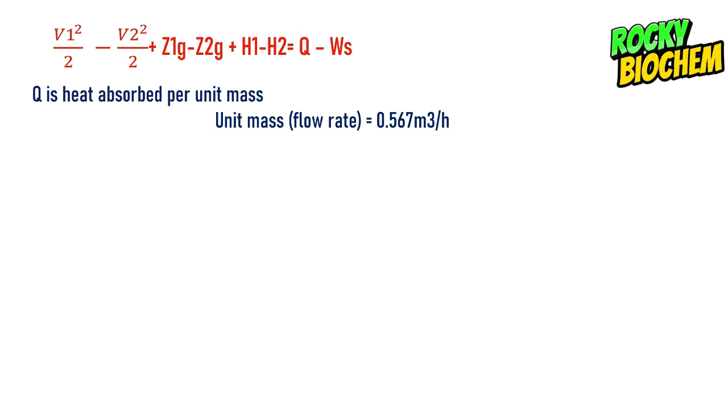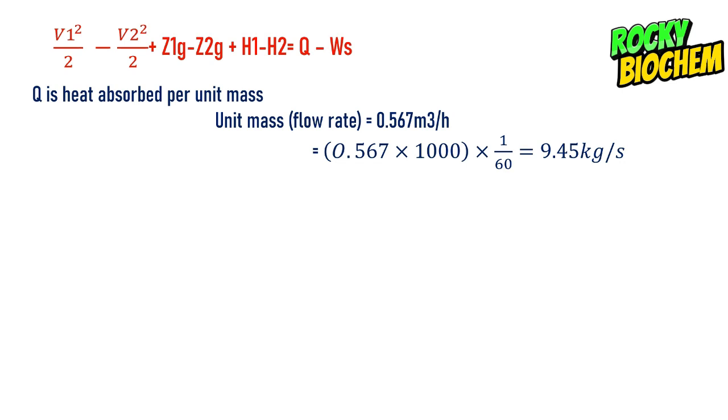A flow rate, okay? The unit mass was the same as the flow rate, and the flow rate was given in the question to be equal to 0.567 meter cube per hour. This value is the flow rate. So if you want to get our Q, we have to just divide the total heat absorbed by the flow rate to get our Q.